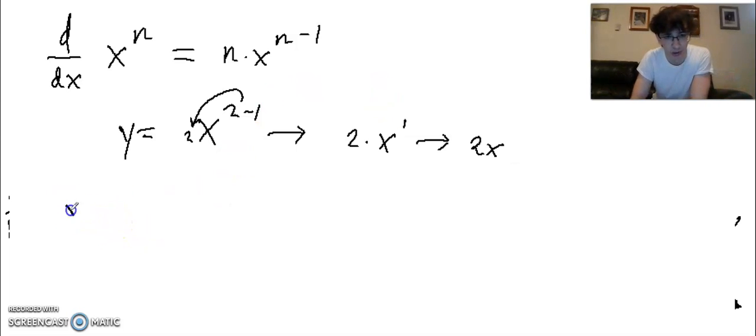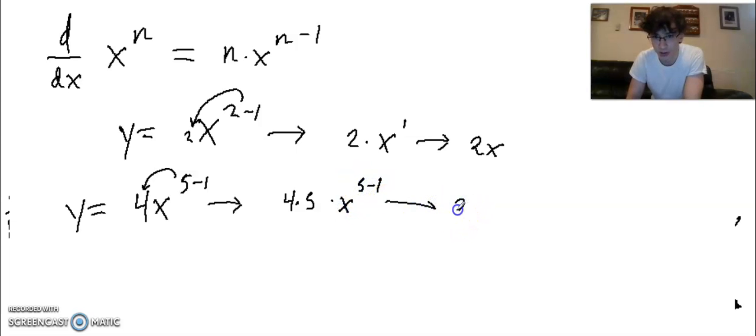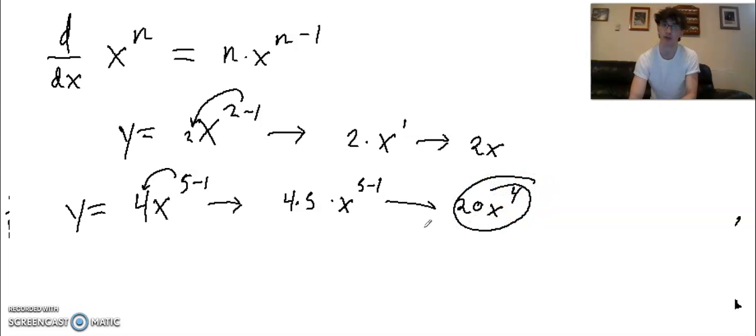Let's try another one. y equals 4x to the 5th. Well, if we multiply the 5 out in front and then subtract 1 power, then we get 4 times 5 times x to the 5 minus 1 equals 20x to the 4th. And that will be the derivative of 4x to the 5th. You can start to see how fast this can get.